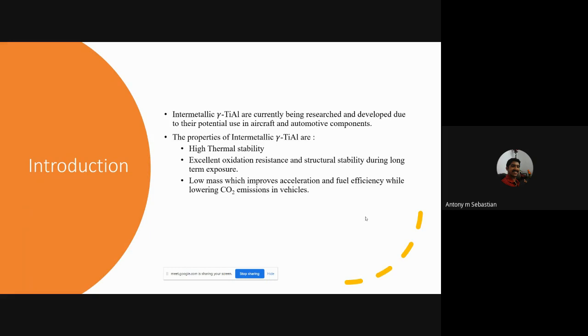And then it's low mass. Its low mass improves acceleration and fuel efficiency. And also, it lowers the carbon dioxide emissions in vehicles.